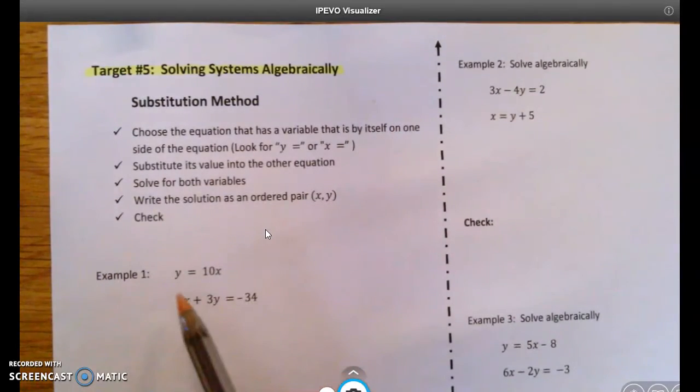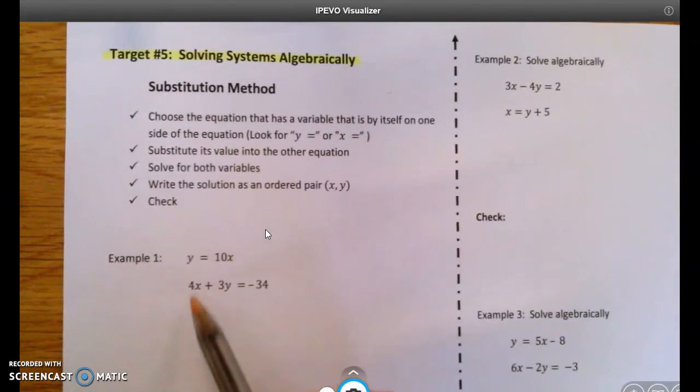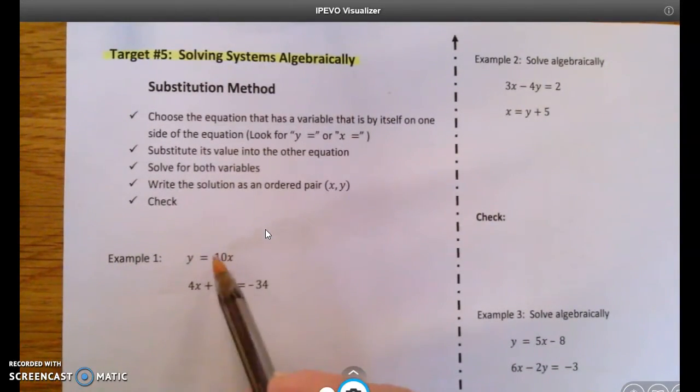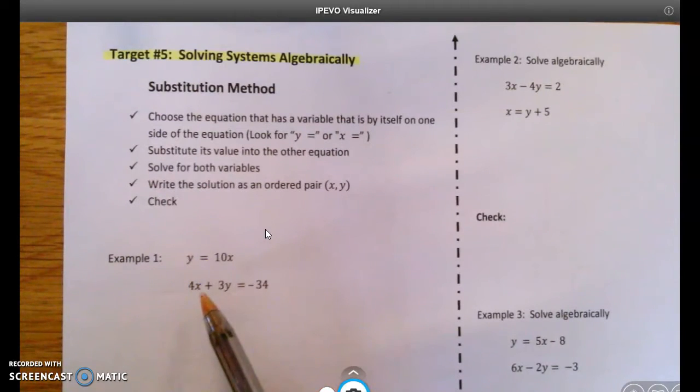What I like to do in an example, when you have one equation versus the other, find the one that's y equals. That's your nicer equation. You're going to use this to sub into the other equation. I would call this the messier equation because it's got 4x plus 3y on one side, and on the other side it's got this negative 34.